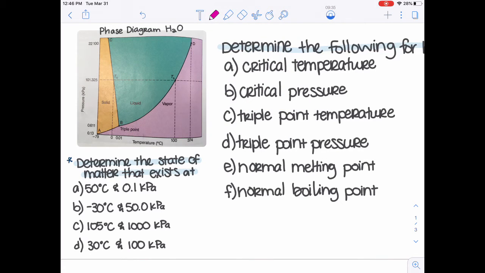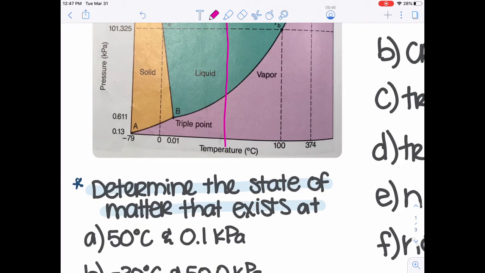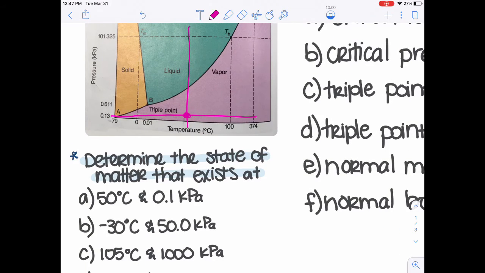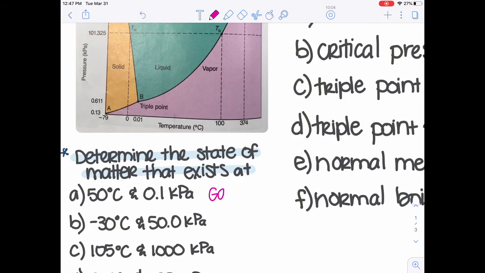So we are going to 50 degrees, which is somewhere in here, and 0.1 kilopascals, our scale. It's very, very tiny, somewhere right there. Again, we don't have to be too exact. We're only after the state of matter, which means we are clearly in the vapor, which you could also refer to as the gaseous phase.